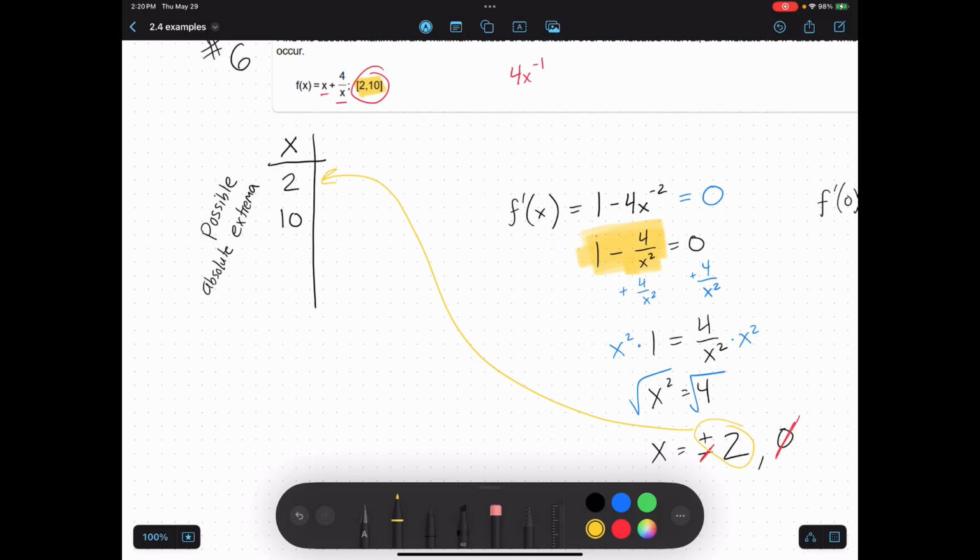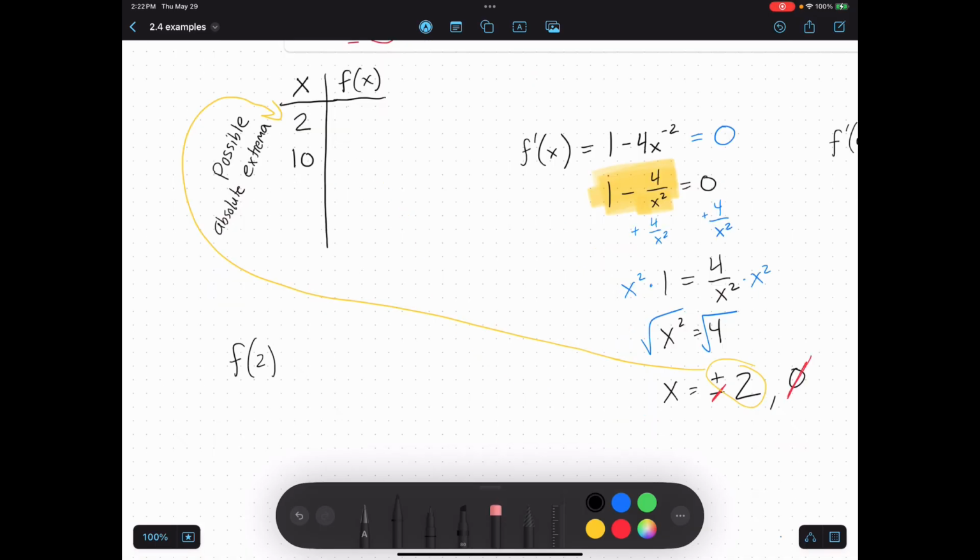What's nice about this example is it doesn't give me any additional points to check. The only critical point that's inside my interval is already one of the endpoints. So for this example, I only have to check 2 and 10 to decide which one's my absolute minimum and which one's my absolute maximum. To do that, I'm just going to plug it into my function.